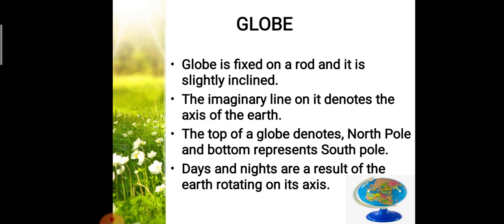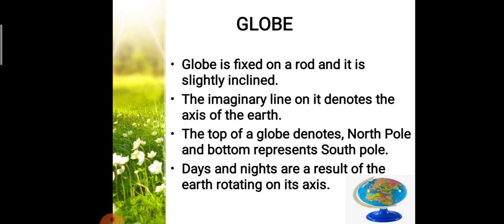The globe is fixed on a rod. Earlier I said that the globe is not fixed. It means that it is basically not fixed. If it were fixed, it would not be rotated. But the rod is fixed there and the globe is just rotated with the help of the rod. And the rod, if you see, is slightly inclined, so that the globe is in a tilted manner.